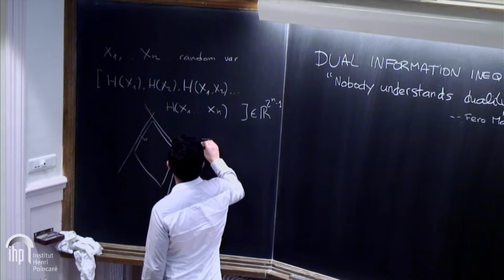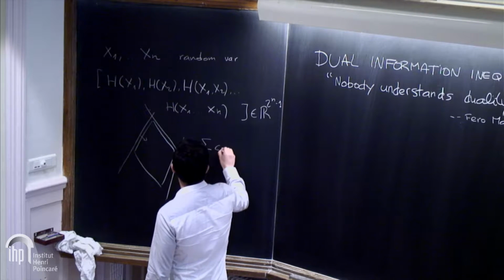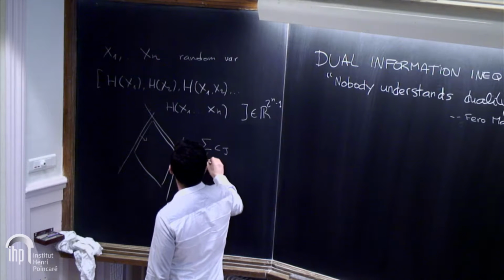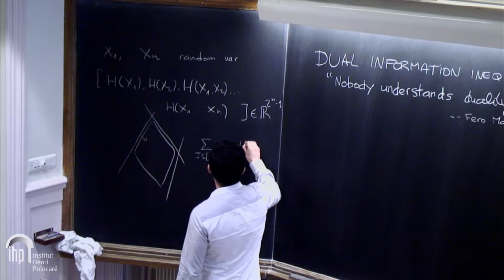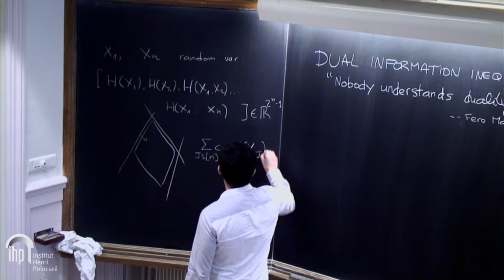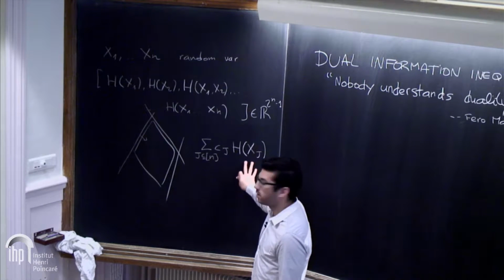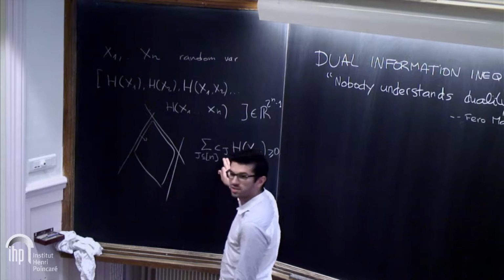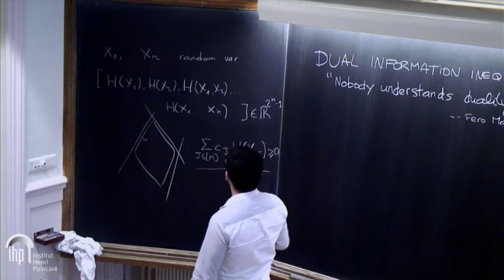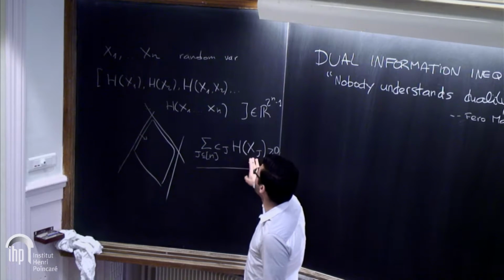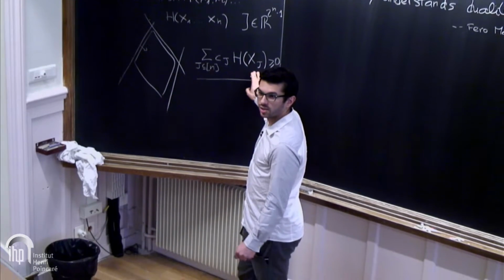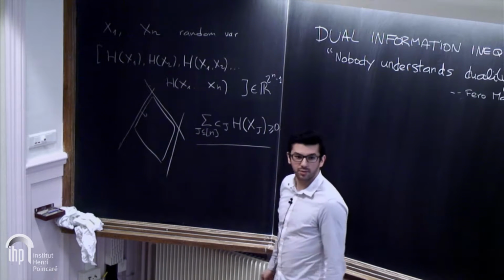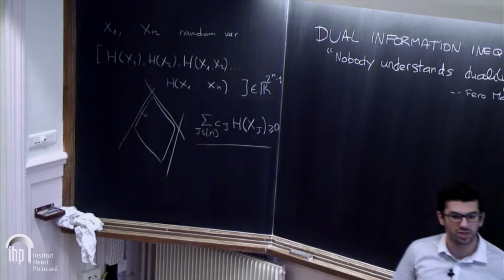How will we define inequalities? It will just be some coefficient Cj, where J is a subset of the indices. For each possible entropy tuple I associate a coefficient Cj, and I call this an inequality if, for all possible random variables, the sum of Cj times the entropy of Xj is always non-negative. This is what I will call a linear information inequality.